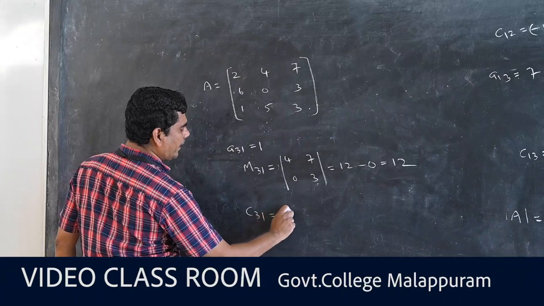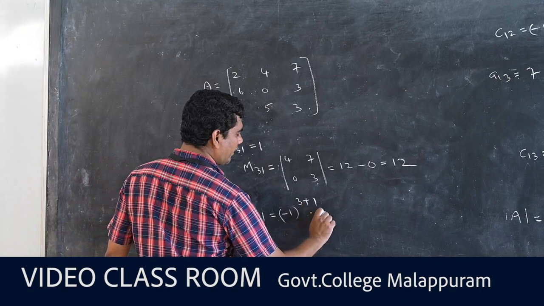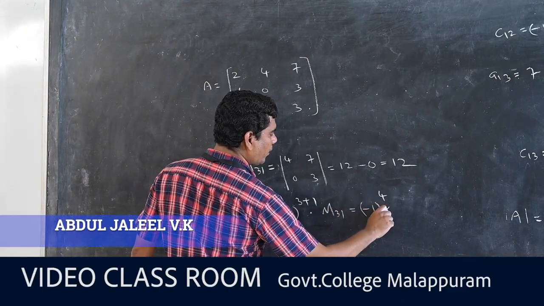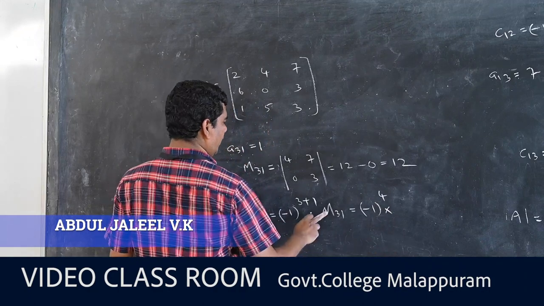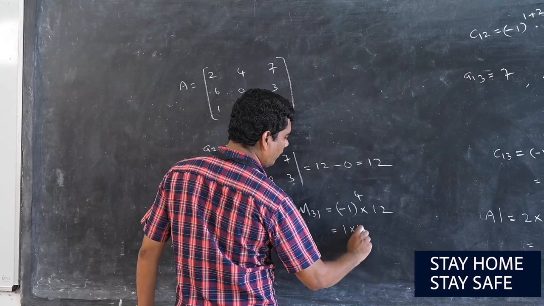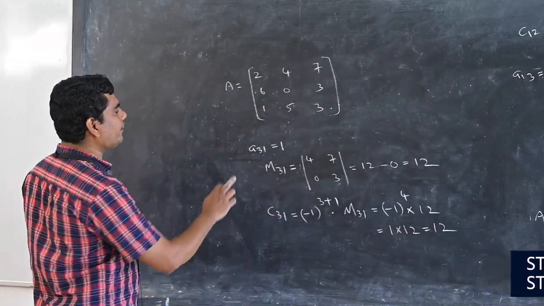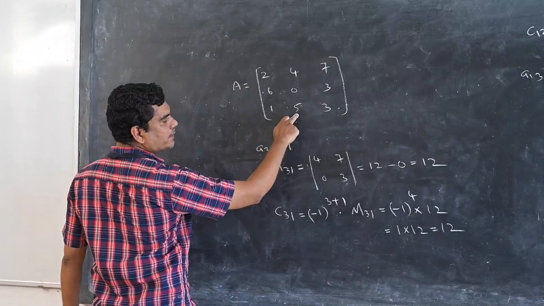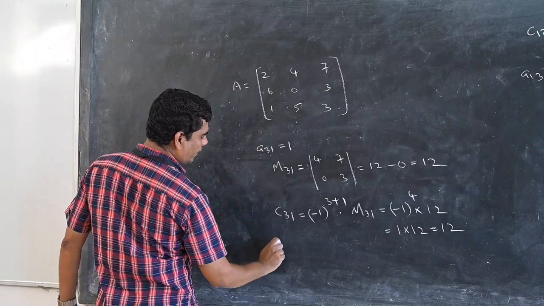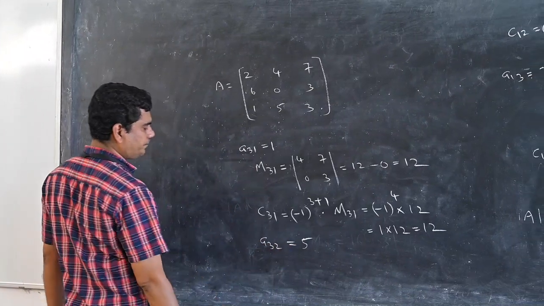The cofactor of this element, C31, is minus 1 raised to 3 plus 1 into M31. It is minus 1 raised to 4 into M31, which is 12. It is 1 into 12, which is equal to 12. Now consider the element A32. This is the element in the third row and second column. A32 is equal to 5.